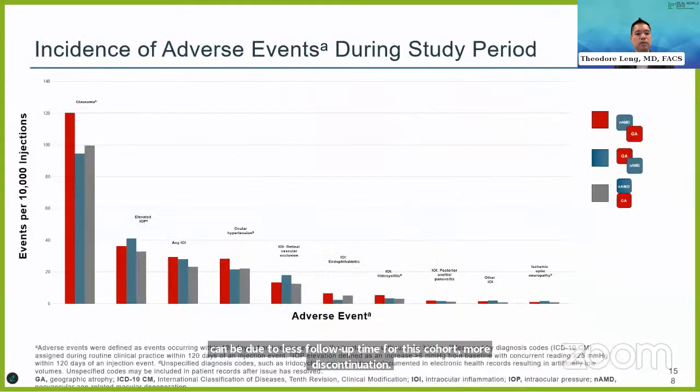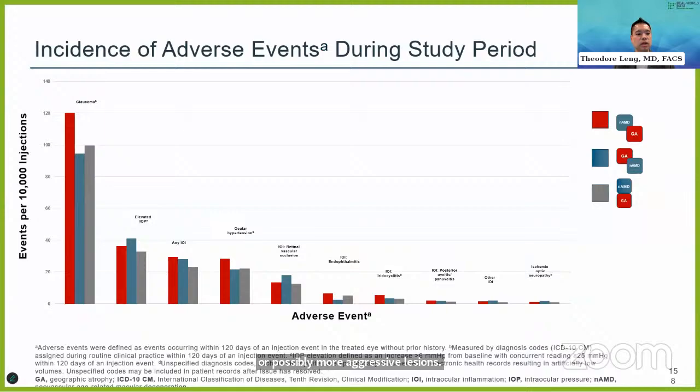Regarding adverse events, we only counted the first one of each kind and included a washout period of 6 months. The most common AEs were glaucoma and elevated IOP, followed by intraocular inflammation. We did not find any difference between the cohorts except a slightly higher rate of glaucoma developing for the cohort with neovascular AMD first.